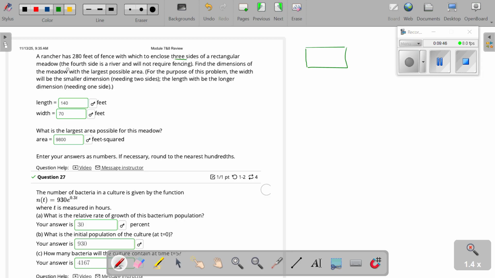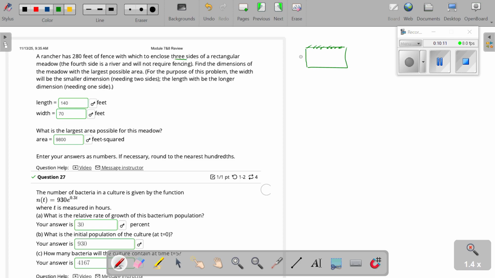The next question: a rancher has 280 feet of fence with which to enclose 3 sides of a rectangular meadow. Find the dimensions of the meadow with the largest possible area. So we have this rectangle and we want to put the fence around only 3 sides of that. Let's say not this side, only these 3 sides. So we're trying to find the dimensions of this rectangle, knowing that we want the largest possible area.